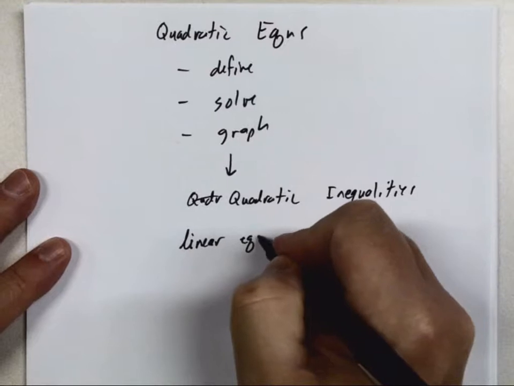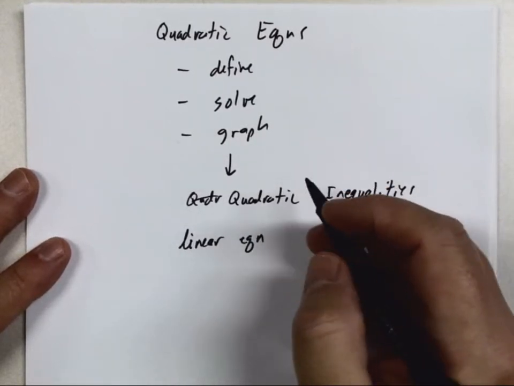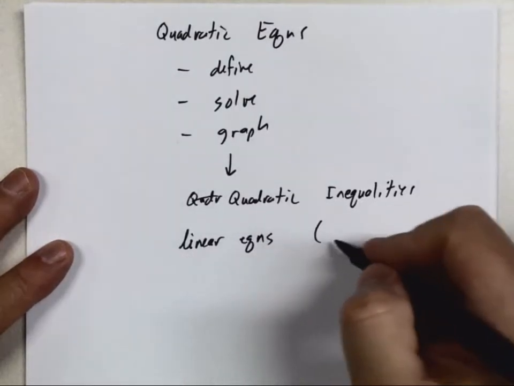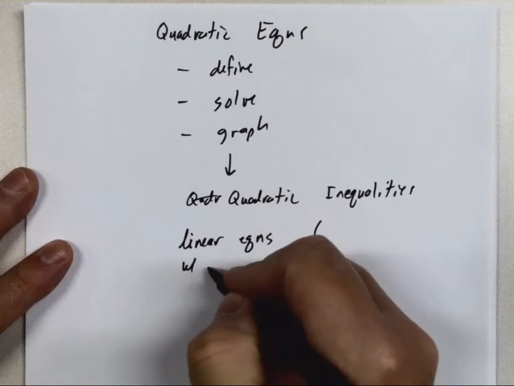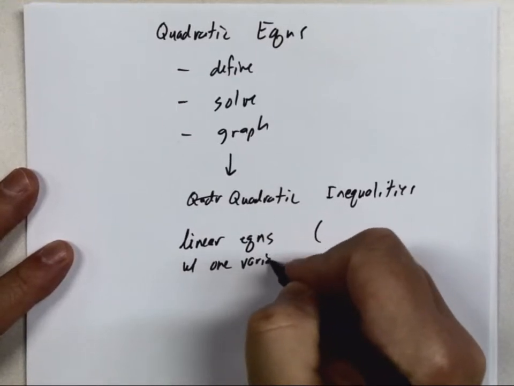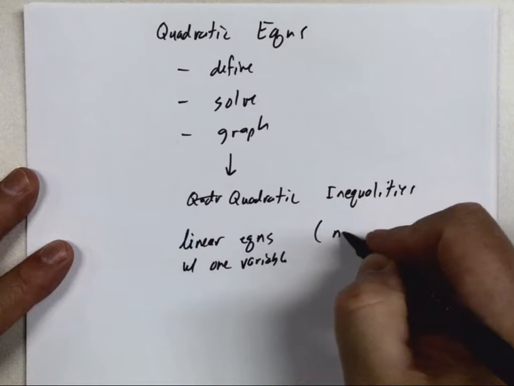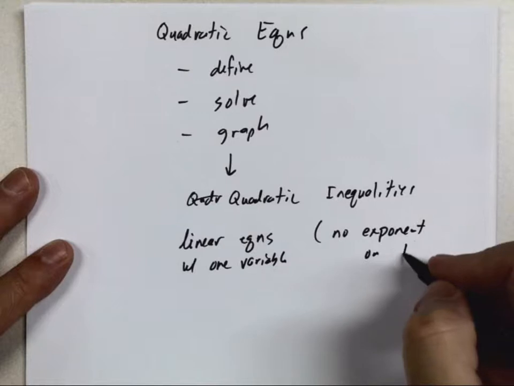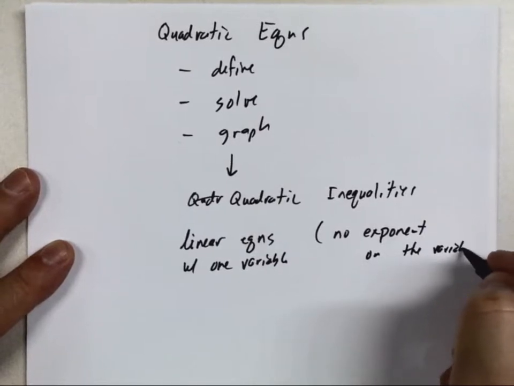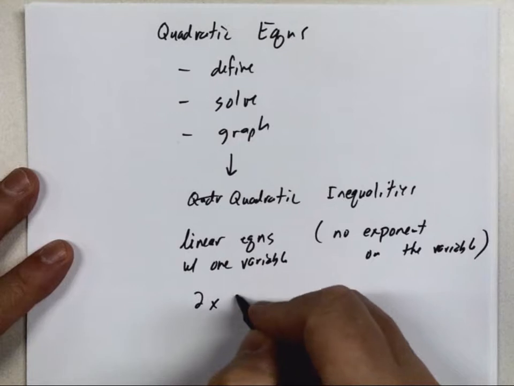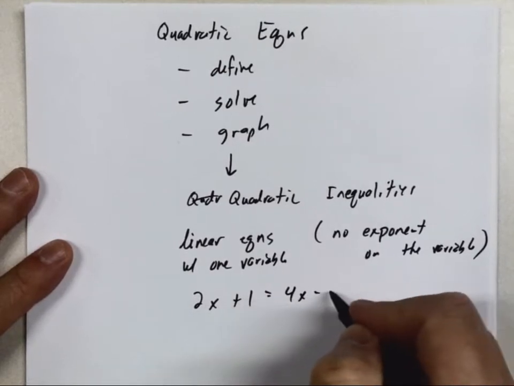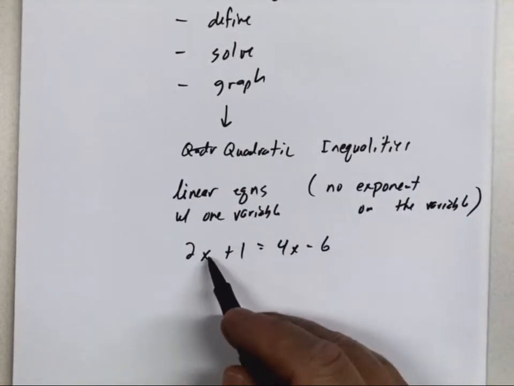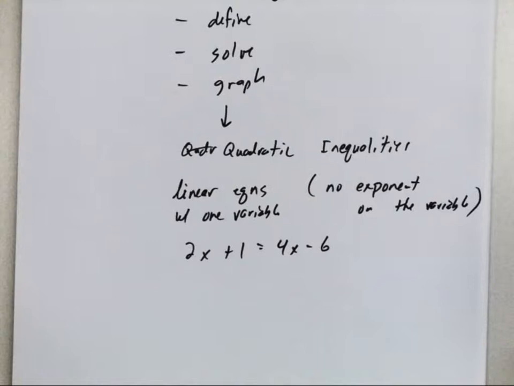the first kind of equations that we work with or that we're taught in algebra is a linear equation. Linear equation, I'll say with one variable. And the key is, when you look at a linear equation with one variable, there's no exponent on the variable. 2x plus 1 equals 4x minus 6. It's an equation, well, one variable, but you notice there's no exponent.